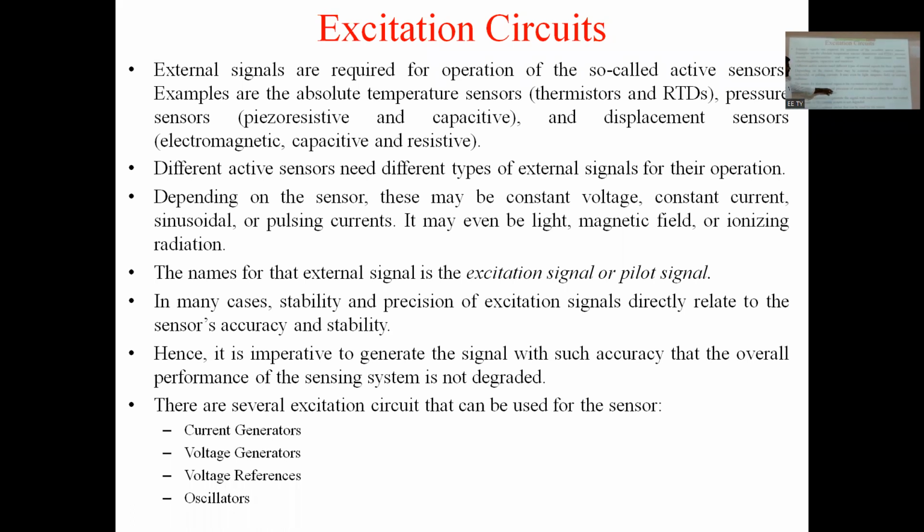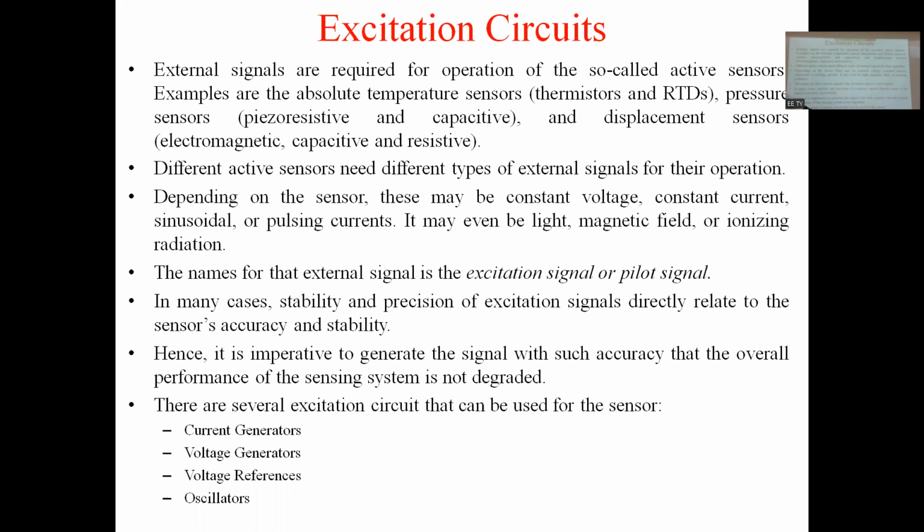So the requirement is that the signal generated or provided to that sensor should be accurate, and due to that excitation signal the performance of the sensor should not be degraded. Performance should be good. Then there are several types of excitation circuit that can be used for a sensor. There are 4 types of excitation.